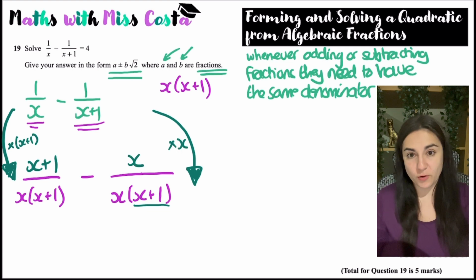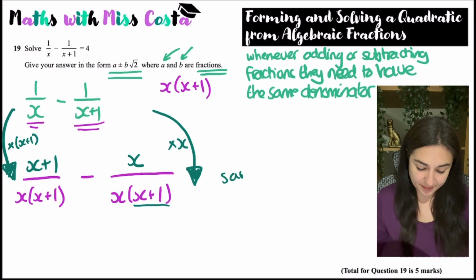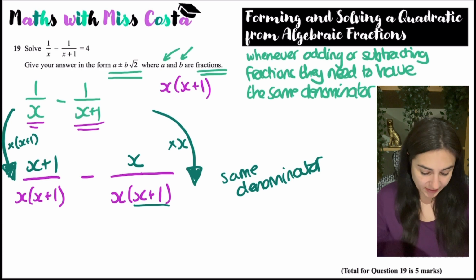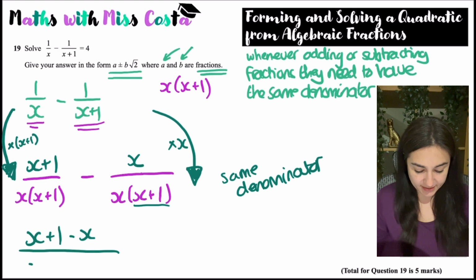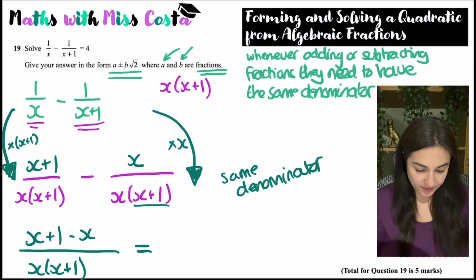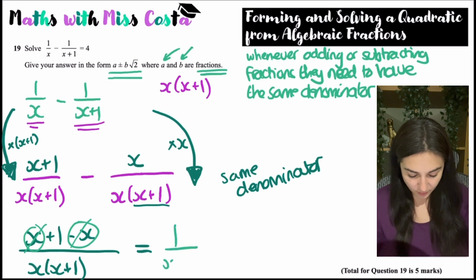Okay, so now I've got two fractions that have the same denominator. And once they have the same denominator, I can just subtract them. So I could just do x plus 1, take x as my numerator, and my denominator stays the same. Now what I want to do is simplify the numerator. So x take x cancels. So I'm left with 1 over x plus 1.